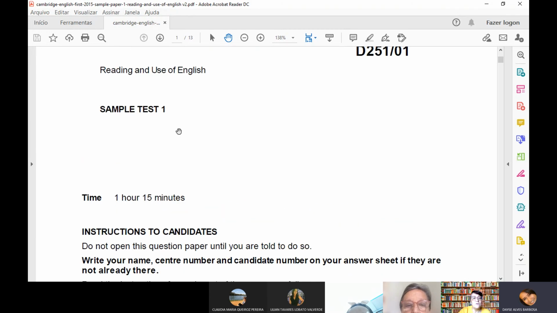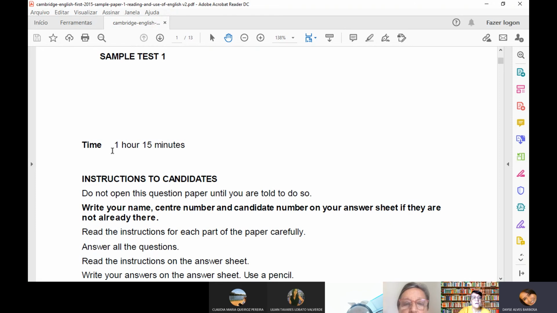So the Reading and Use of English lasts 1 hour and 15 minutes. And this time has to be strictly followed. So when the examiner, the assessor, says time's up, close the exam paper, you have to do so. If the candidate doesn't do this, the candidate is penalized and the exam can be nulled.